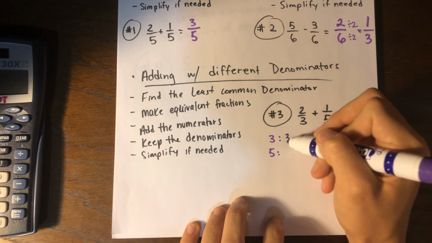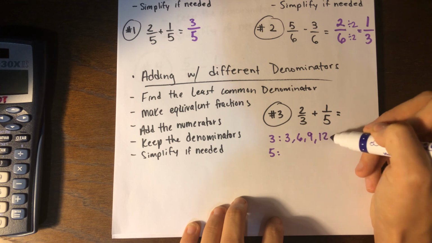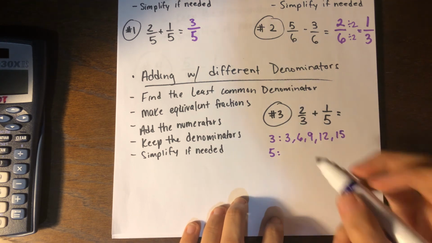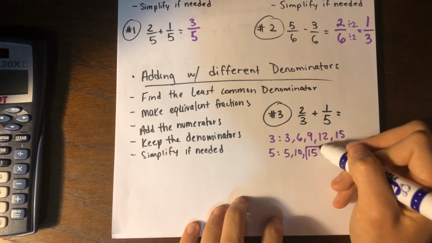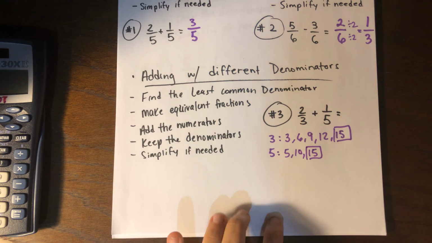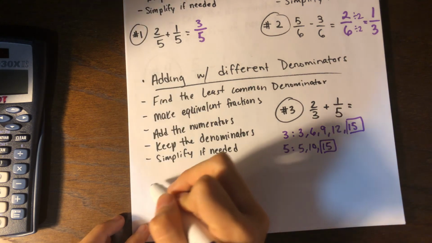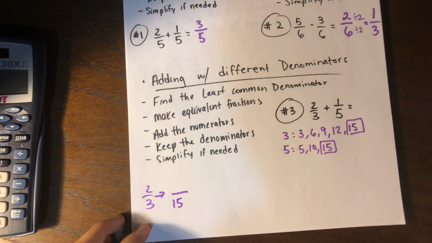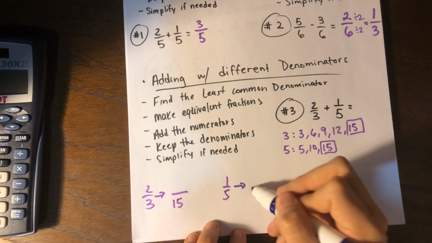So 3 times 1 is 3. Okay, we go on. 3, 6, 9, 12, 15. We stop there and see if I can get 5 to 15. 5, 10, 15. So they have a common multiple of 15. So I need to take 2/3 and make it so that it can have 15 on the bottom. And then I'm going to take 1/5 and bring that to 15.